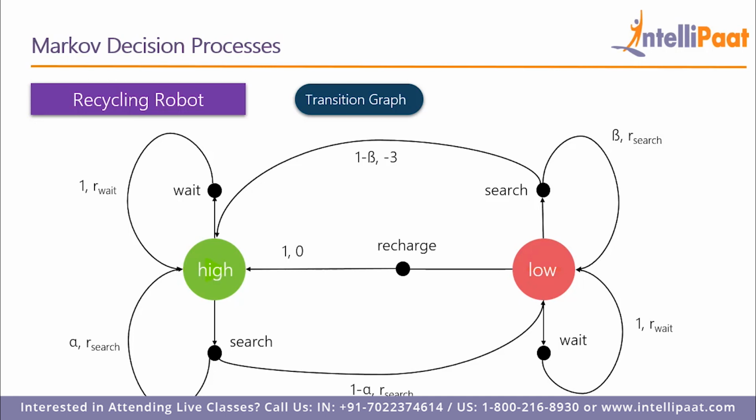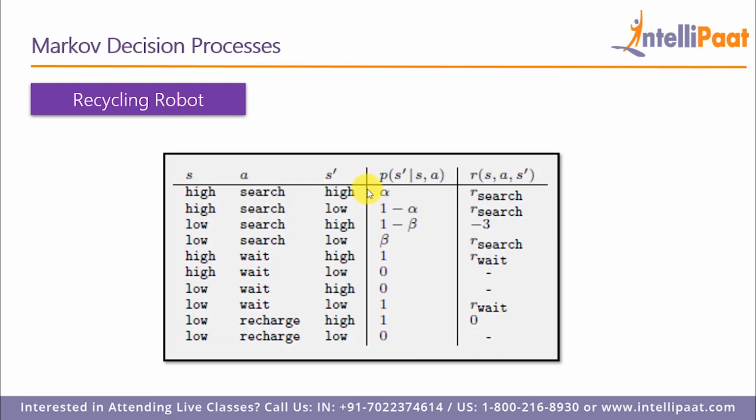So that is how we can formulate or draw a transition graph for any MDP. This is the table that we can use for state transitions. Here you can see the states are high and low, and with each state we have mentioned each action and then the next state. If the state is high and we search, the action is search, so we'll be in state high or we'll be in state low. The probability of being in state high is alpha and the probability of being in state low is 1 minus alpha, and it will return a reward of R search.